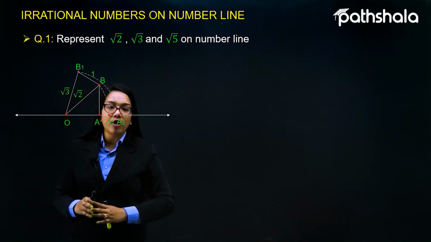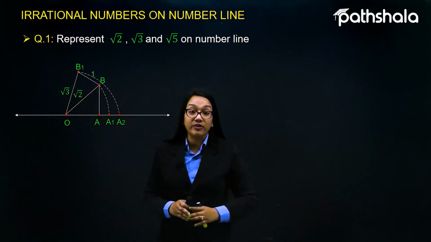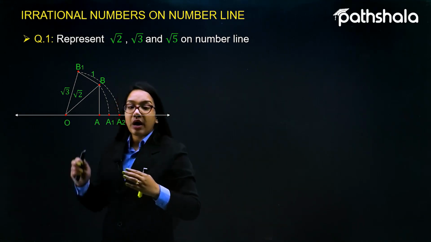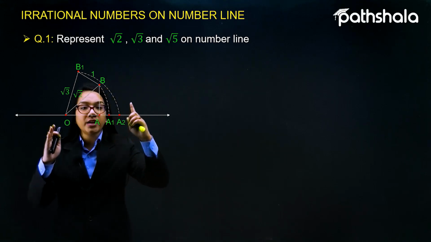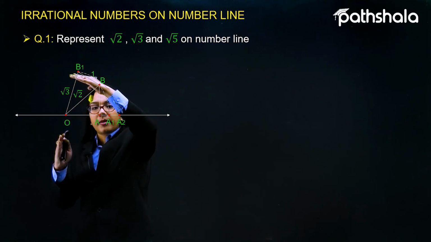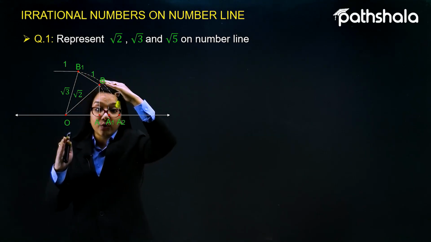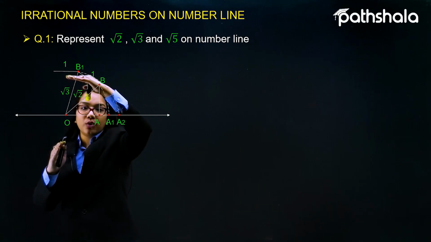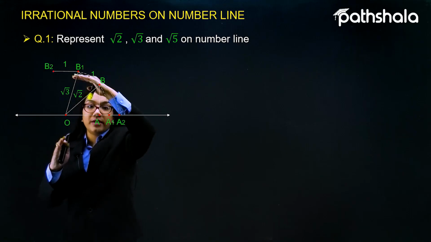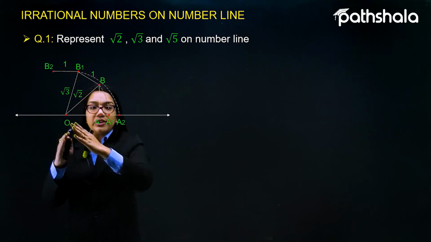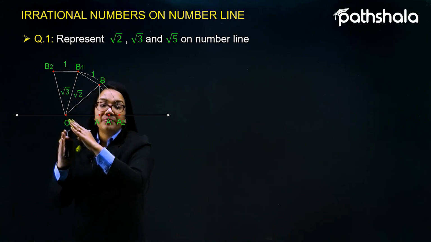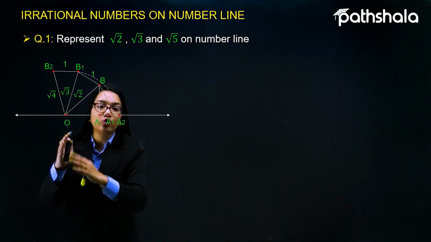Now let's move on towards root 5. Again I am constructing a perpendicular of 1 unit distance on OB1. Always remember, this is perpendicular to OB1. Let us call it B2. If I join OB2, then this is nothing but root 4.